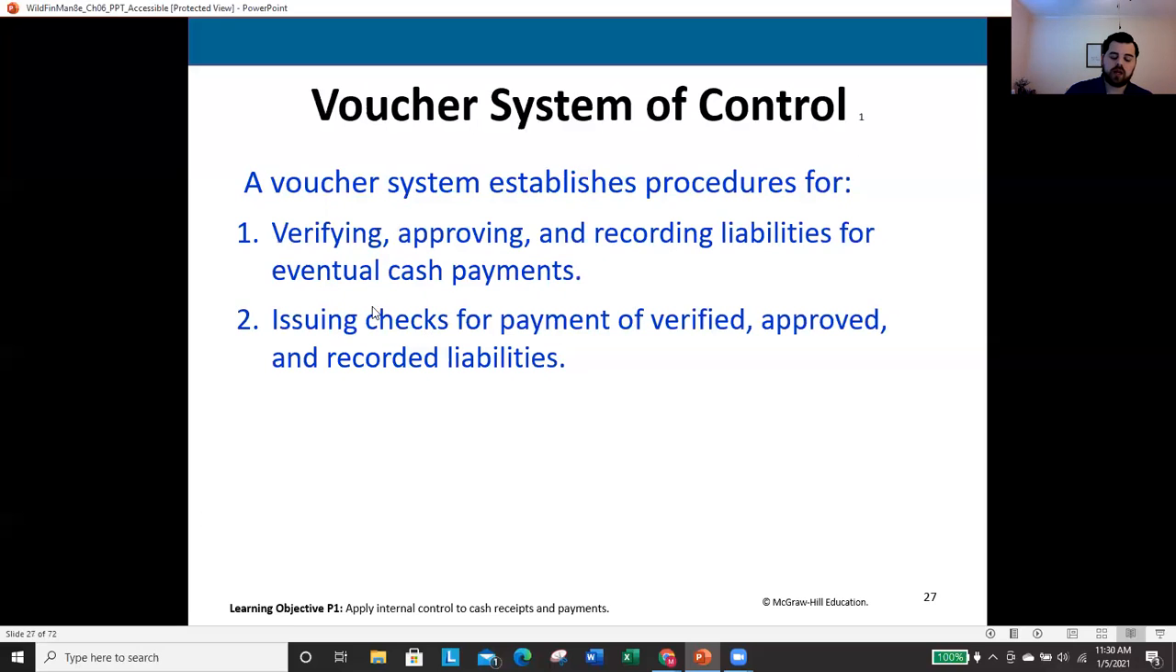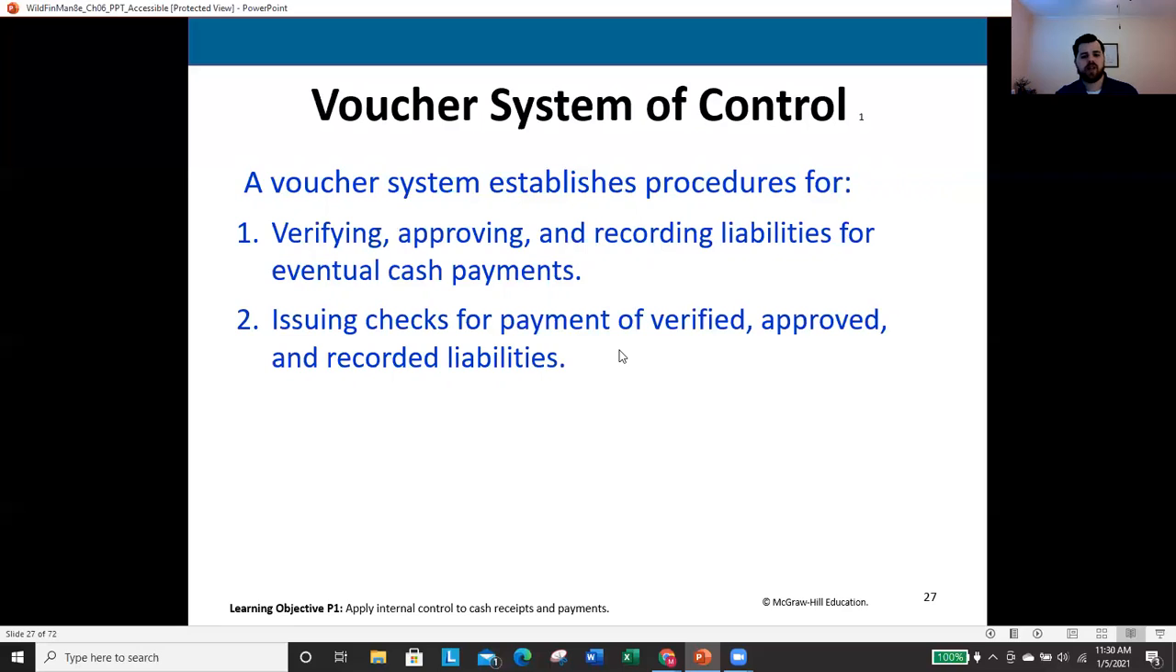And then once it actually comes time to pay this, we want to issue checks for payment of verified, approved, and recorded liabilities. So we're paying for the items identified in step 1. What this means is if somebody shows up with a bill and says, hey, you owe our company $10,000, we don't just go inside and write a check for $10,000. We want to make sure that we were aware that we owed them $10,000 and that this isn't someone just coming up trying to get money. So we want to make sure we have some type of control system in place.